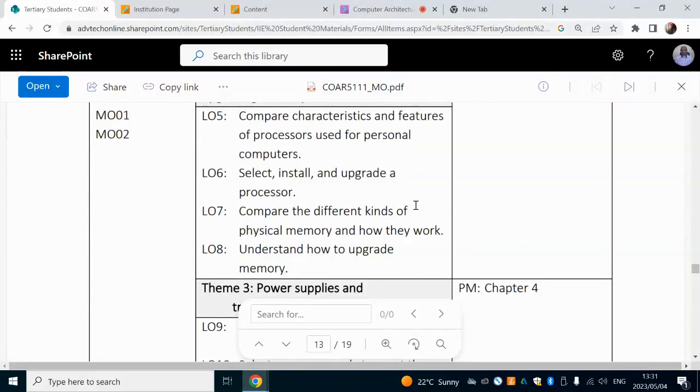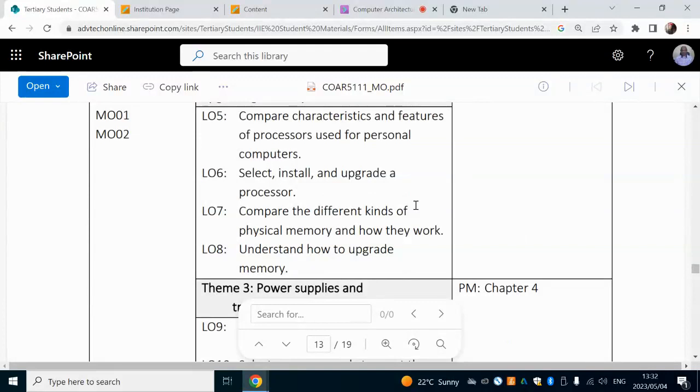Compare the different kinds of physical memory and how they work. There are different types of physical memory. Can I take, for example, a memory module from a laptop and put it onto a desktop? No, it does not work, because laptop memory's form factor is different from desktop memory. It might be the same capacity, but the size of the chip and the amount of power that goes to the chip is different in a laptop versus a desktop. This is the kind of information you need to be aware of.